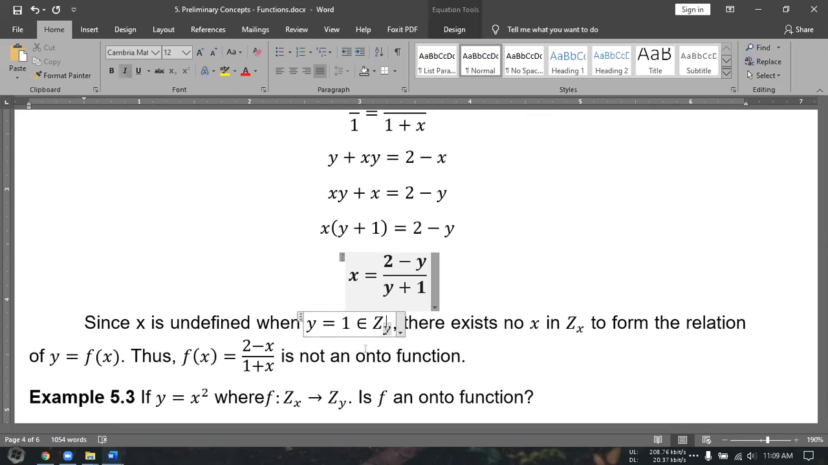But we can clearly see that if y is 1, which is an element of our codomain, there exists no x in our domain to form the relation of y is equal to f of x. Thus, f of x is equal to 2 minus x over 1 plus x is not an onto function.